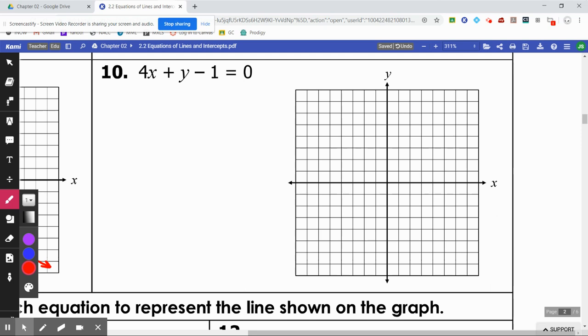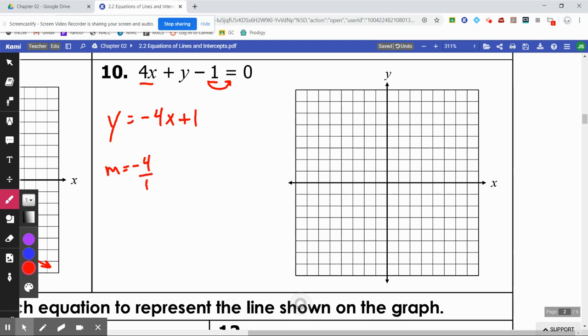The next one, let's get this in slope-intercept form. Very easy. Let's take these two values and move them over. Then your y is by itself. 4x becomes negative 4x. We always write our x value first because again, this is in y equals mx plus b form. Minus 1 as you move it over becomes positive 1. So this has a slope of negative 4, which we write over 1.